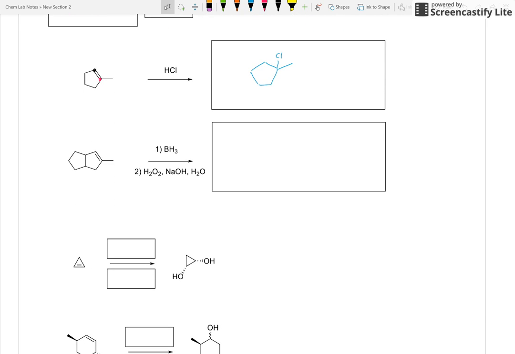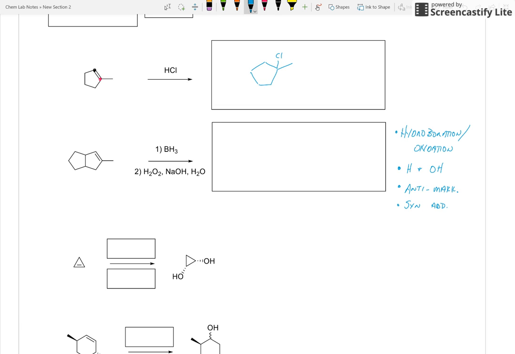Okay, here we have BH3, and then we have some peroxide, sodium hydroxide, and water. This is our hydroboration oxidation. Hydroboration oxidation adds H and an OH. It adds the OH anti-Markovnikov, so the OH gets added to the less substituted carbon. And it is a syn addition of the H and the OH.